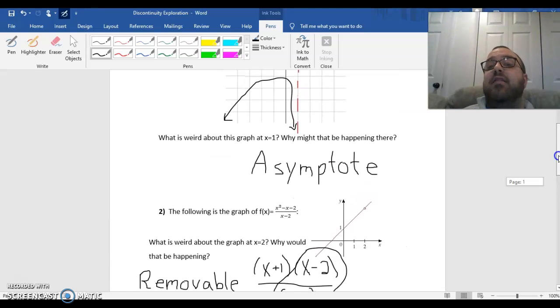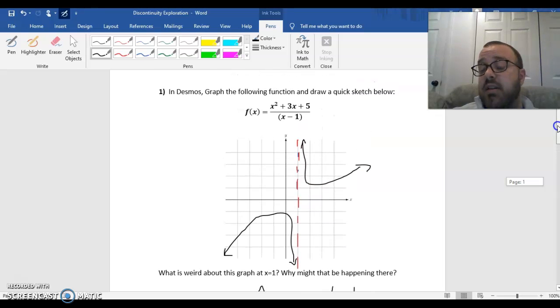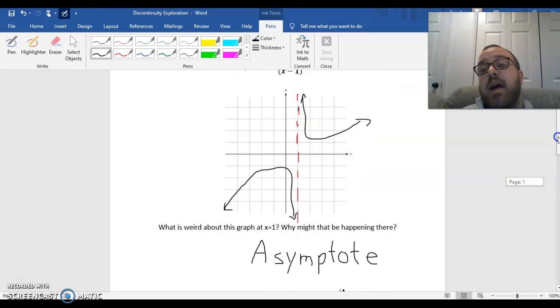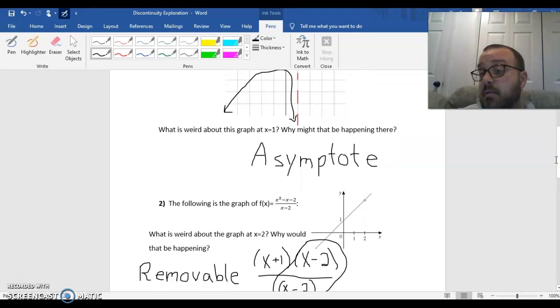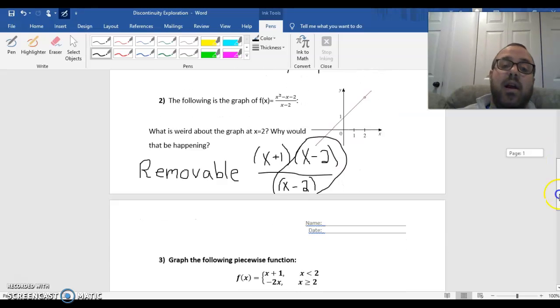These are the two that you really need to know. These are the ones that we're going to be dealing with in these rational functions, okay? Being able to identify, do I have removable discontinuity or do I have vertical asymptotes at these points?